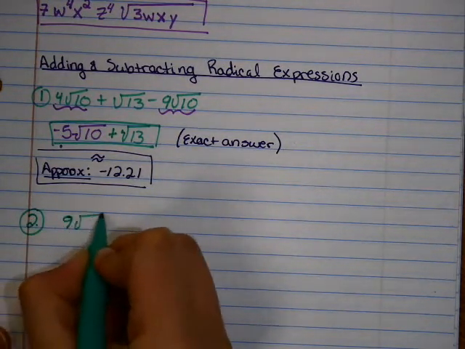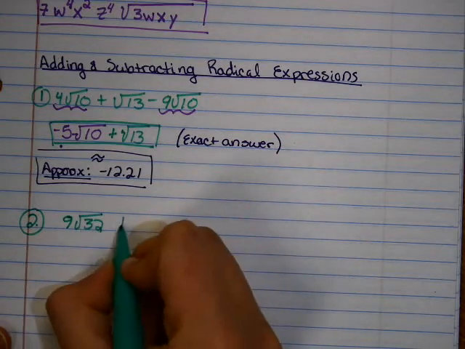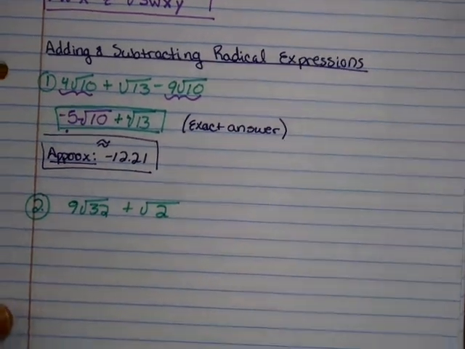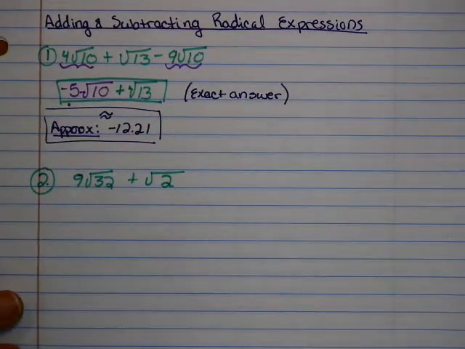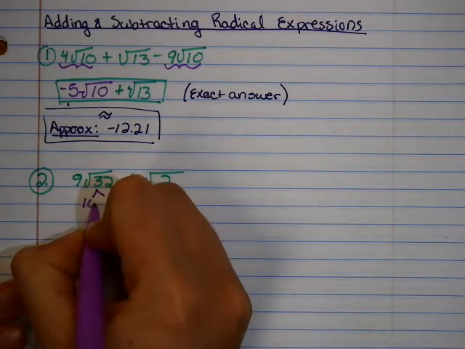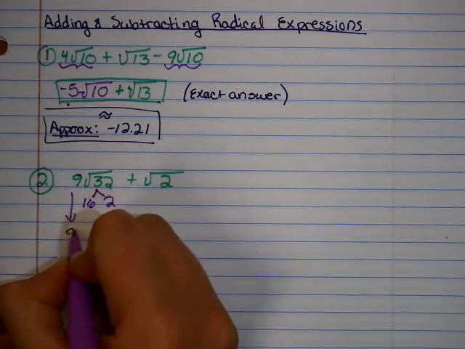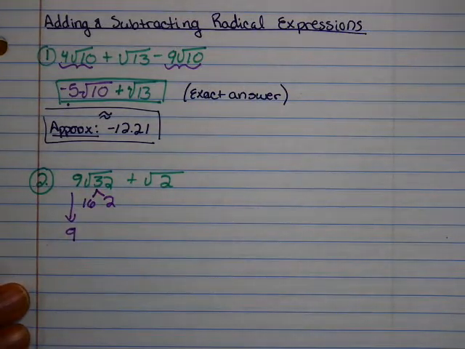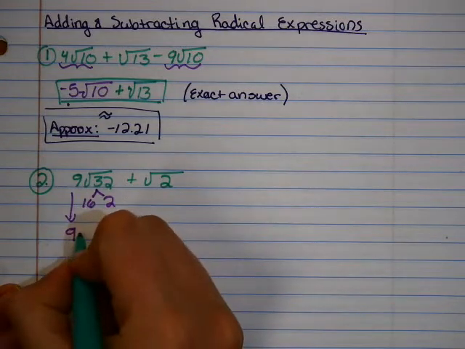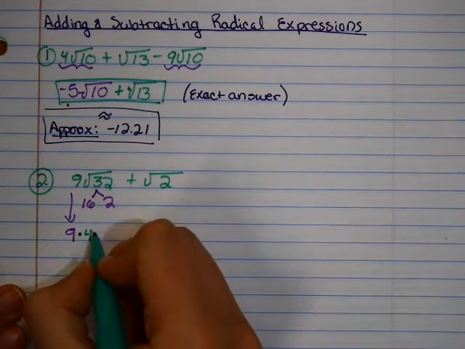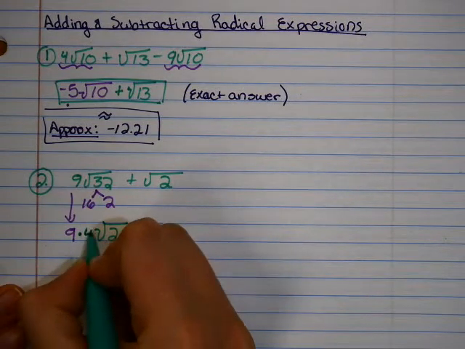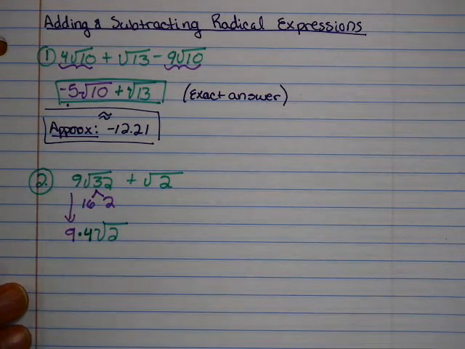So I have 9 square roots of 32 plus the square root of 2. All right, so square root of 32 definitely has a perfect square. That perfect square, you guys, is 16. And I have 16 times 2 is 32. Bring down the 9, because that's our product. We can't forget our product. Square root of 16 I know is 4. And 2 has to stay underneath my radical, right? Square root of 2 doesn't simplify.